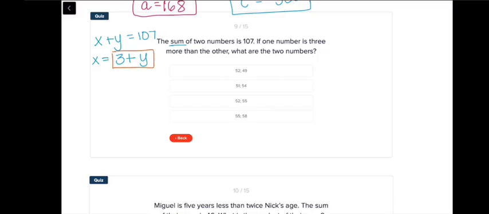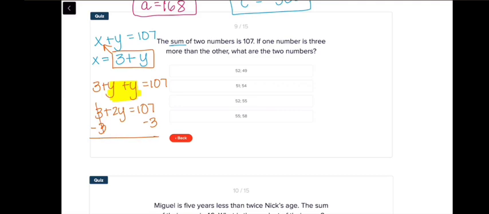I can use substitution here and take this equation and replace it in here. So my new equation would be 3 plus y plus y is equal to 107. We combine my terms and we get that 3 plus 2y is equal to 107. Subtract 3 from both sides, and 2y is equal to 104. Divide both sides by 2. And finally, y is going to equal 104 divided by 2.